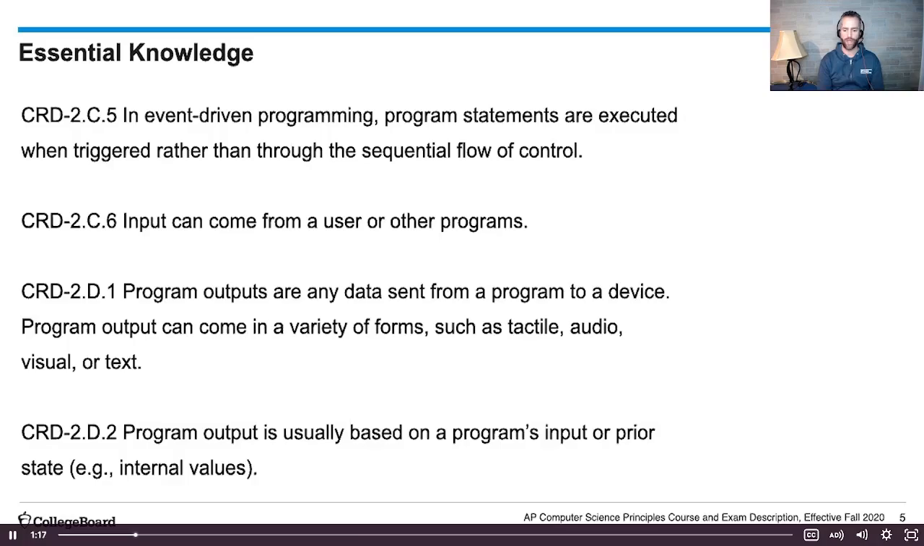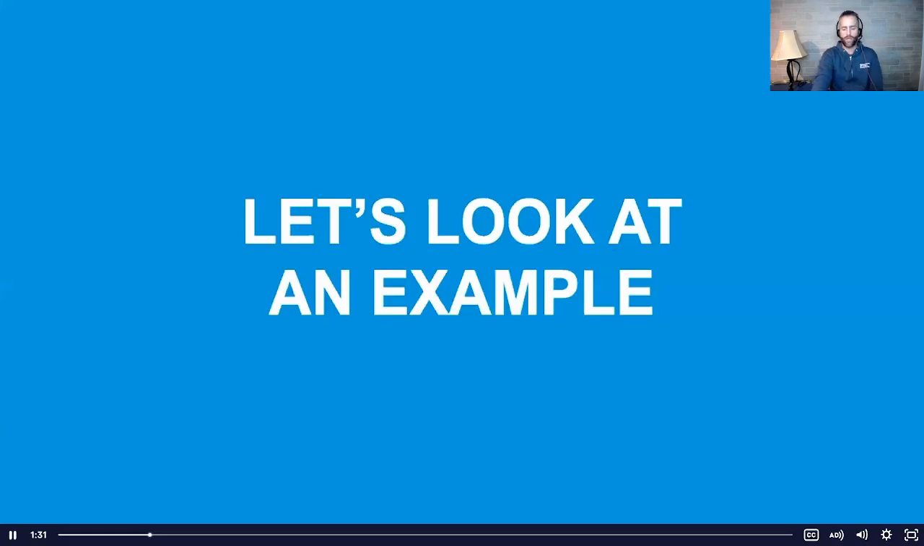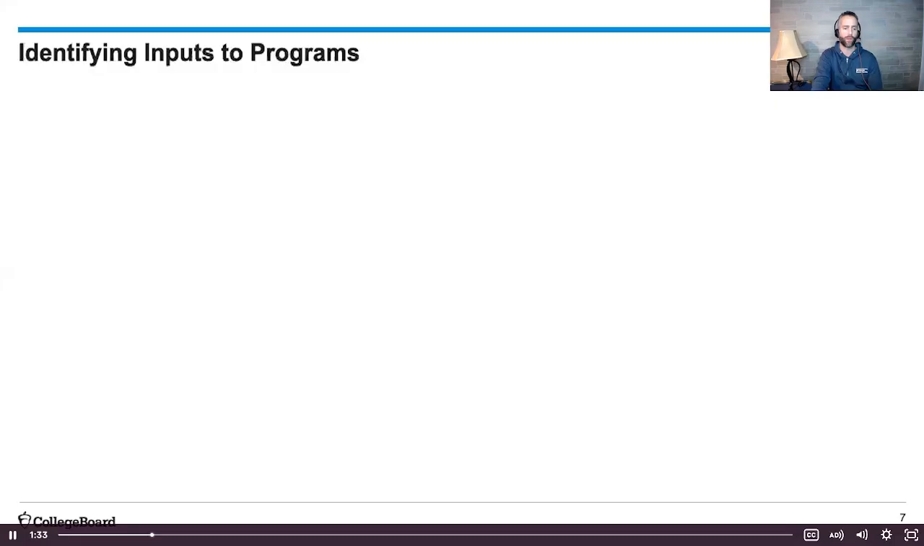Program outputs are data sent from a program to a device. Program output can come in a variety of forms. And then program output is usually based on the program's input or prior state. All right, so let's look at some examples. So, identifying inputs to programs.